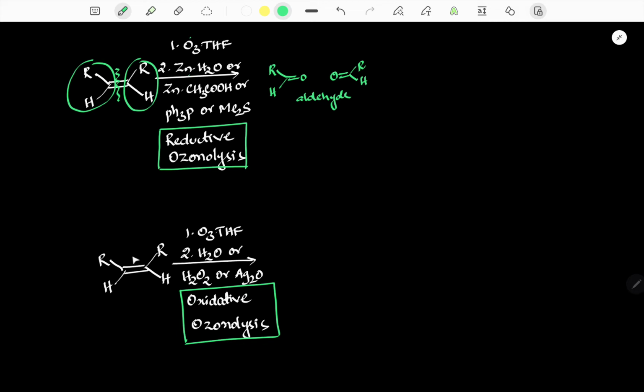In the second example, when alkene is treated with ozone followed by H2O or H2O2 or Ag2O, it dissociates and this portion will be converted into carboxylic acid because of the CH bond, and because of the CH bond the other portion will also convert into carboxylic acid. So here we are getting the mixture of carboxylic acids.